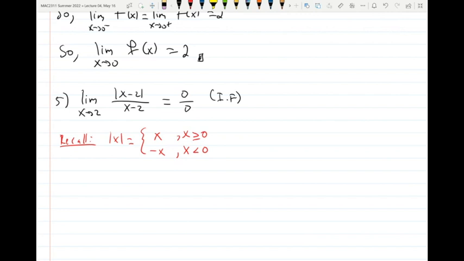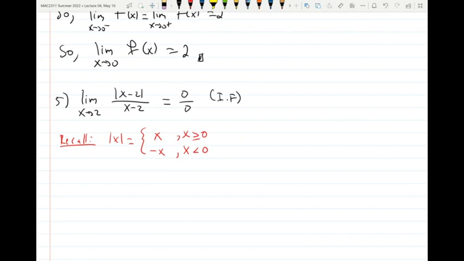So we need to analyze what? Should we do side limits or not? Yes, because we need to know which one of the two formulas we need to use. Is it x minus 2 or is it negative x minus 2? Do you understand what I'm saying?